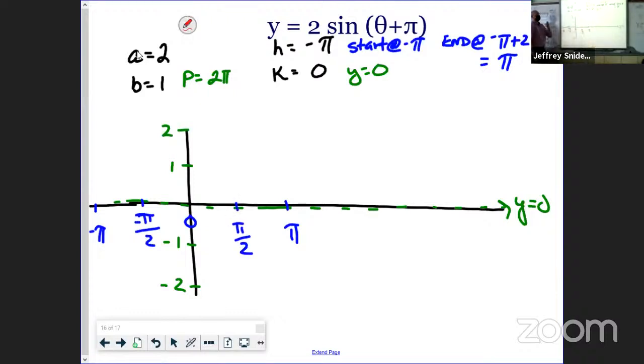It's a sine curve. Starts on the midline. So it's going to start on the midline here. Then it goes to a what? Maximum. Then it goes to the midline. Then it goes to the minimum. Then it goes to the midline. There's my graph. Beautiful.